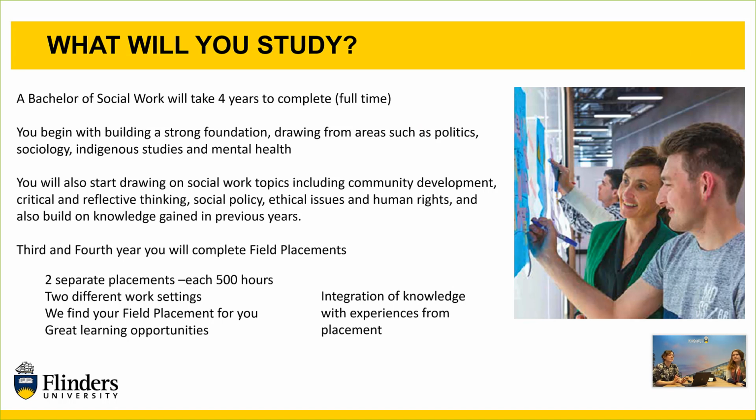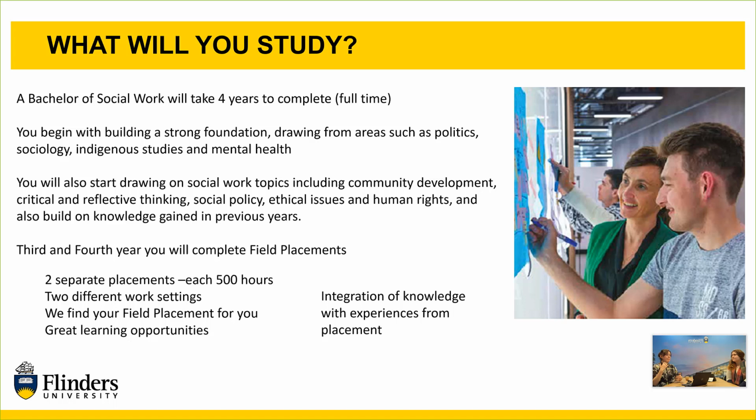So what will you study? What does a social work degree look like? Well, a social work degree is 4 years. So it's a little bit longer than the average of 3 years, but as a full-time student, it'll take 4 years to complete. And you begin with building a strong foundation, drawing from areas such as politics, sociology, Indigenous studies, and mental health. And you build a really good, solid understanding of how the world works on a micro level and on a macro level from the very beginning.